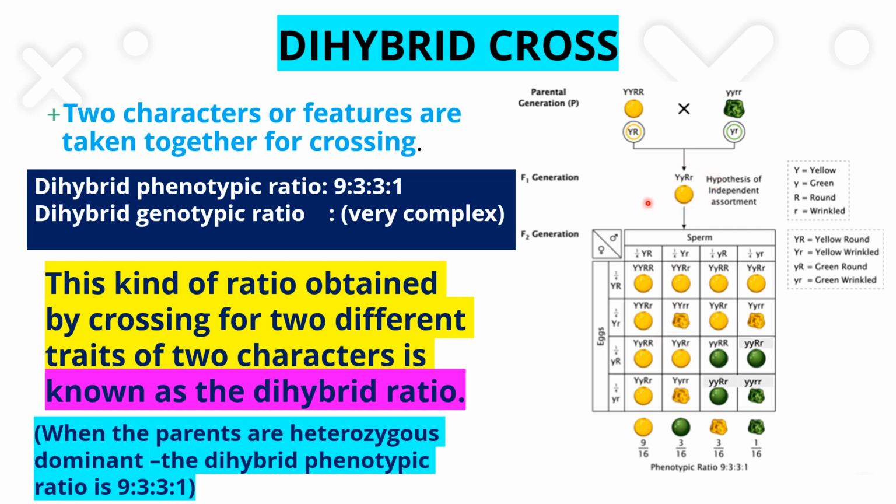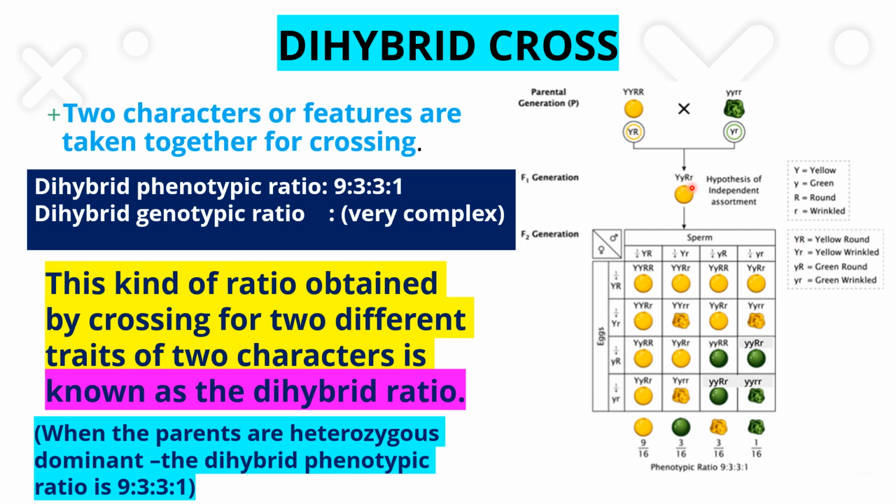Then what are the possible gametes we are getting from a heterozygous dominant parent? We are getting 4 different types of gametes. These are the possible gametes. You can see here capital Y, capital R we can take. Remember, while writing gametes, 2 characters will be there in each gamete, because that is a dihybrid cross.